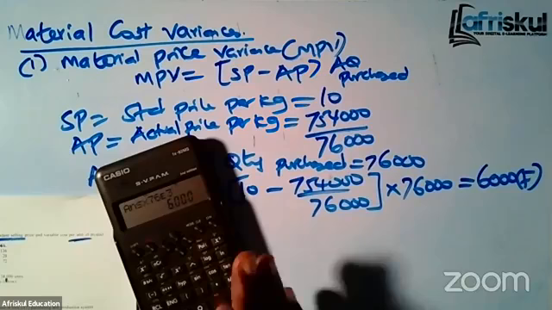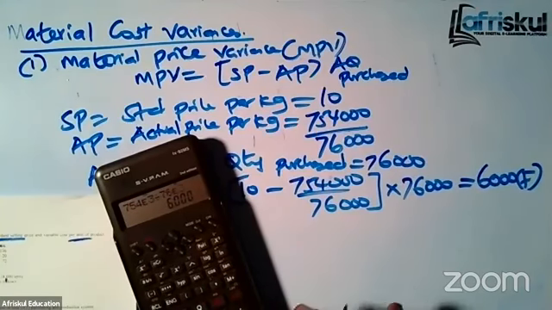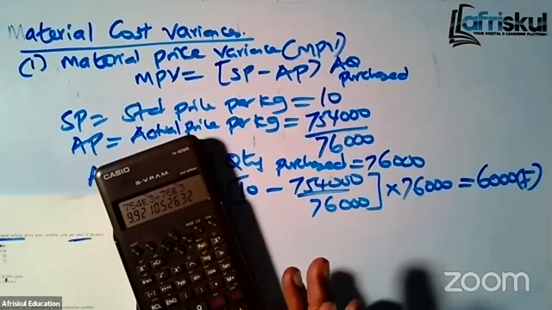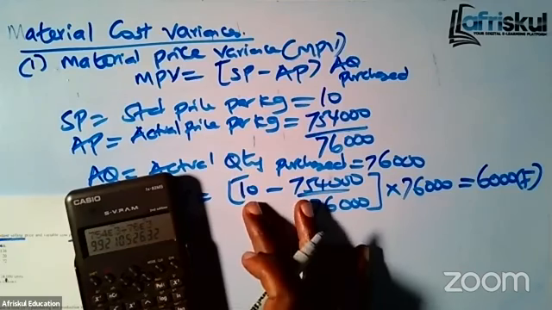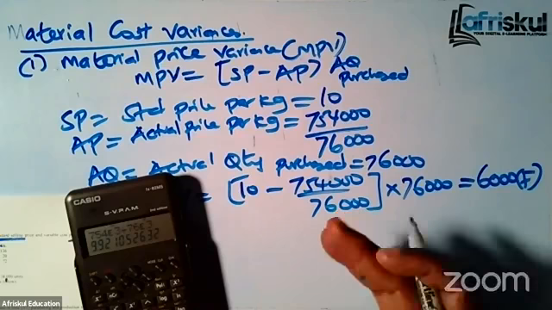You can even try it yourself. This 754,000 divided by 76,000 gives us 9.92. So you can see we had planned to purchase these materials at 10, but we ended up purchasing them at 9. So we saved that.